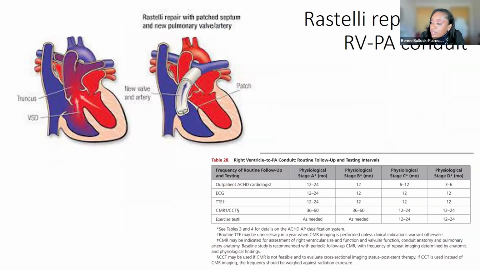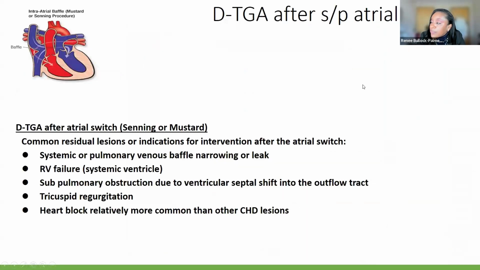So moving on to the Rastelli repair, this is what I had mentioned before with these patients with the double outlet RV, that you can actually replace the RVOT conduit with a conduit as is shown here, close the VSD, and this is an example of a Rastelli repair.